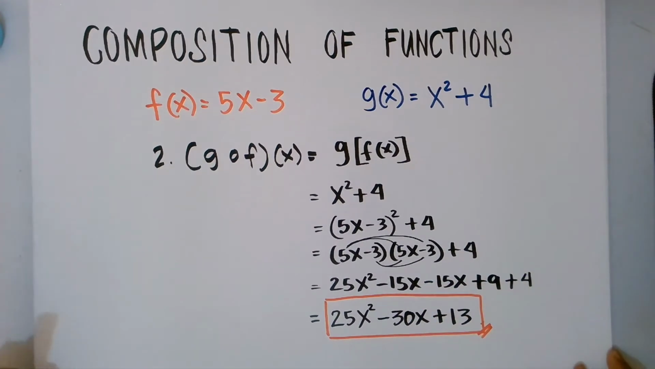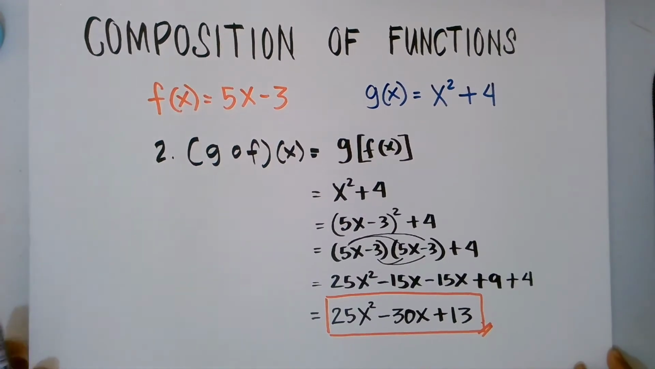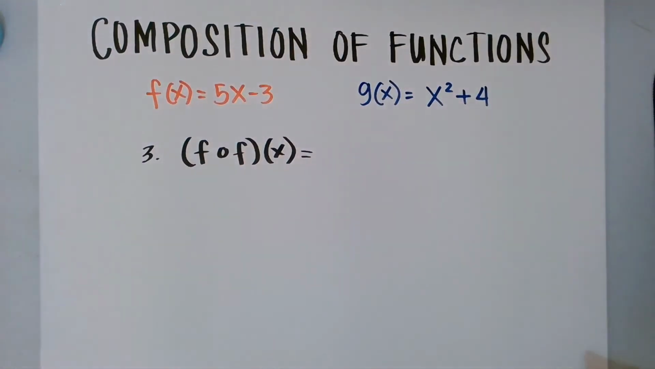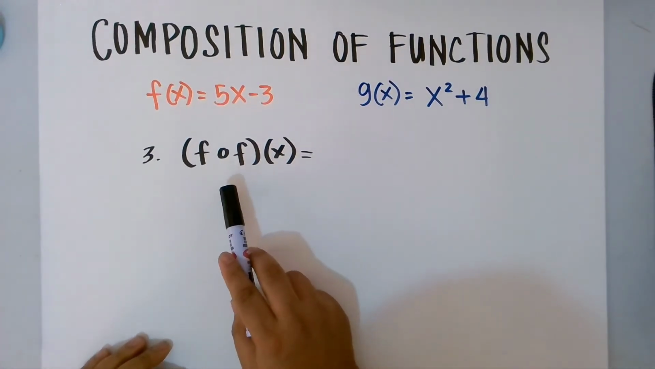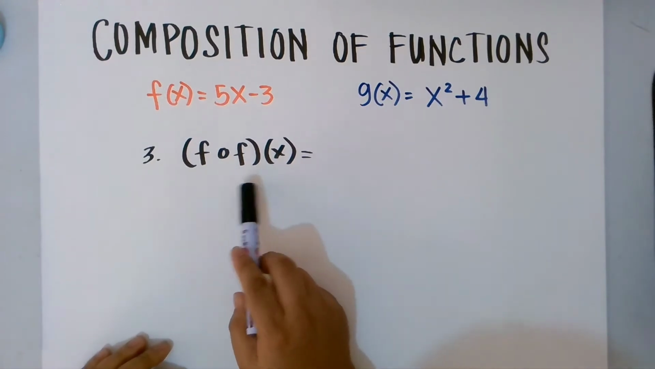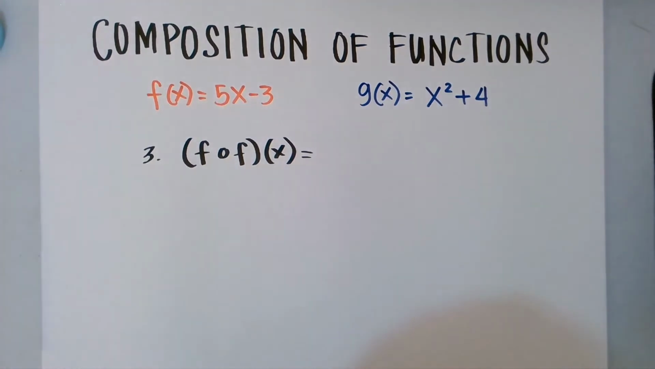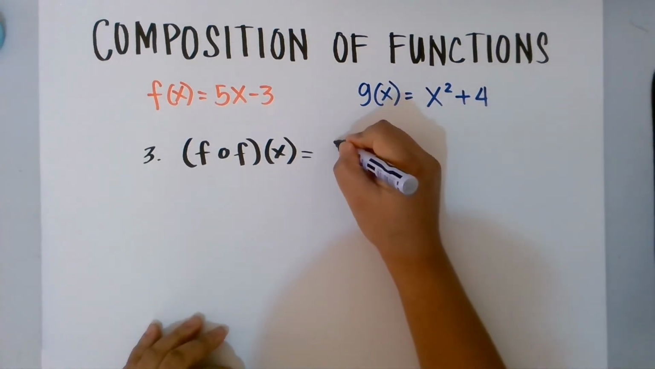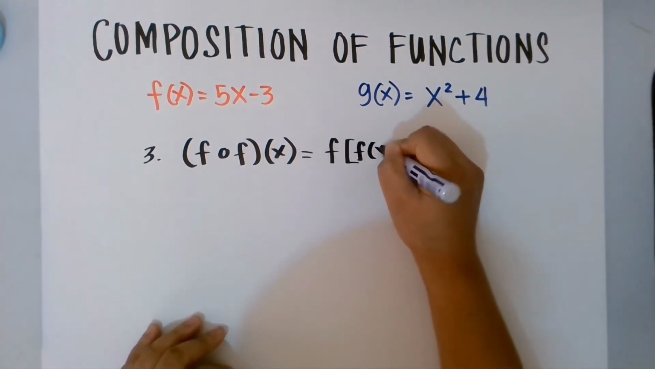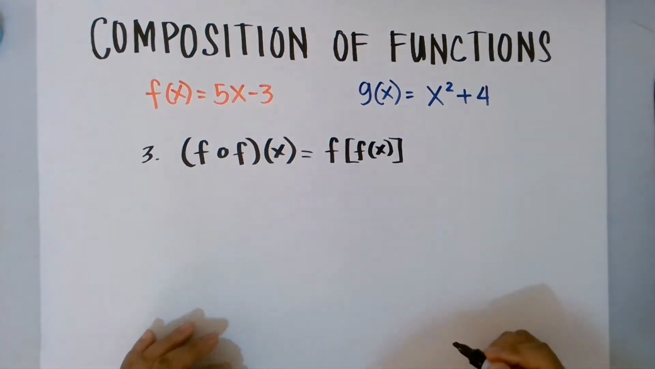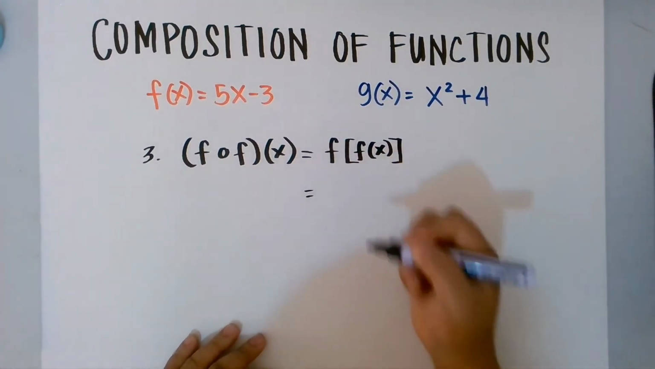Alright, so let's go ahead and answer problem number 3. So, of course, we'll still be using same functions here. The 5x minus 3 and x squared plus 4. And what we're looking for here is f composed with f of x. At dahil parehong f ang given, so we will be using only one function here, the f of x. So therefore, yung x ng f of x natin ay yung sarili din niya.